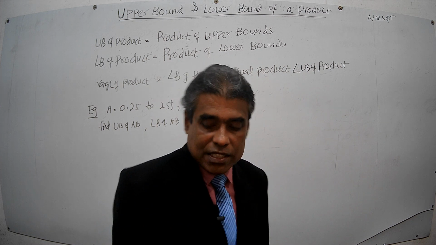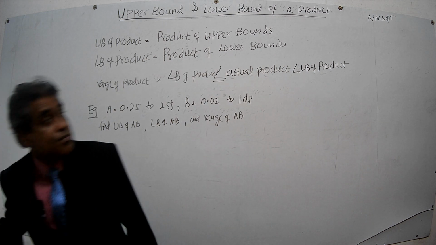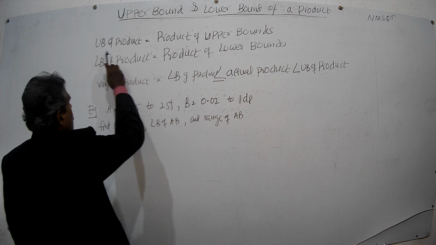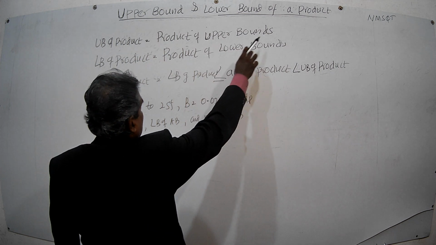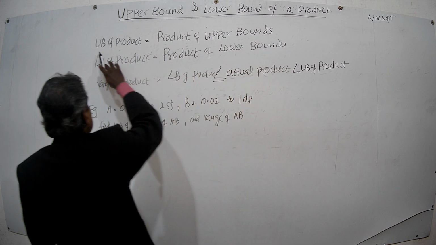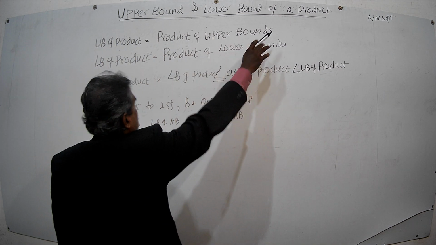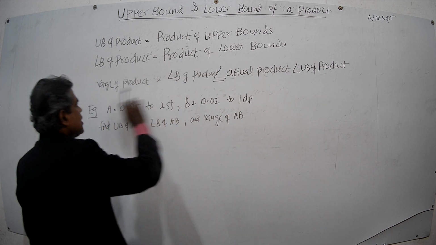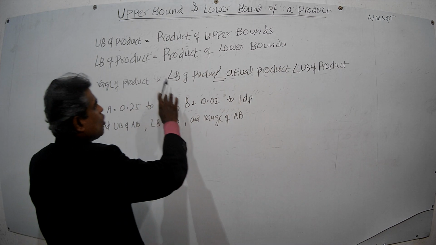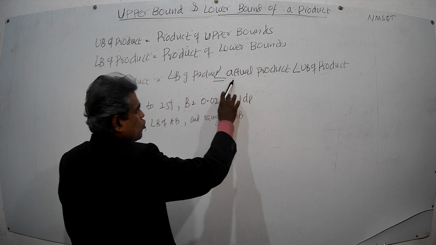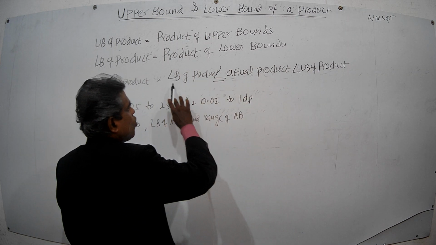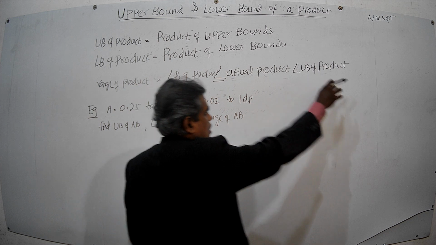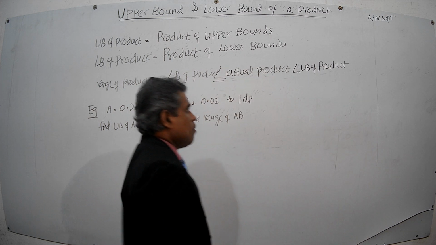Right. That is what is on the board. Now see, upper bound of product is equal to product of upper bounds. Lower bound of product is equal to product of lower bounds. Then the range of product: the actual product is greater than or equal to the lower bound of product and less than the upper bound of product.